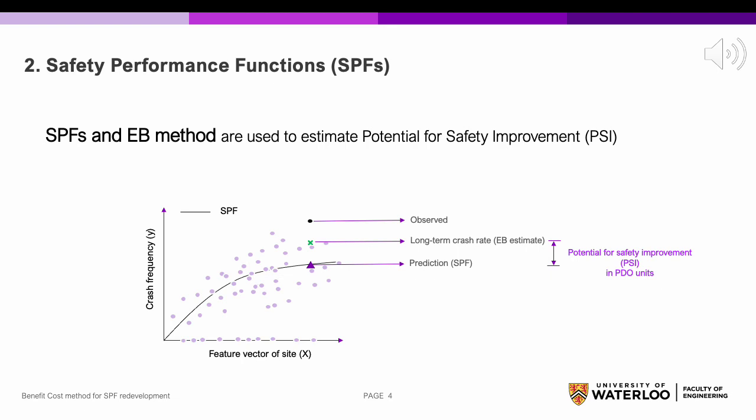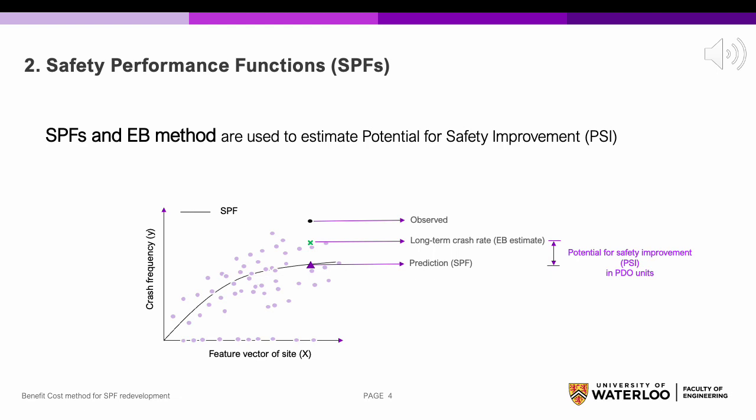SPF, or Safety Performance Function, is a predictive model that can estimate the frequency of crashes of certain type as a function of roadway geometry and operational characteristics. In the given example, black solid line can represent a fitted SPF to our data points. Since crashes are random and rare events, it is recommended to use estimated long-term crash rate instead of observed crash rate as a more robust risk measure.